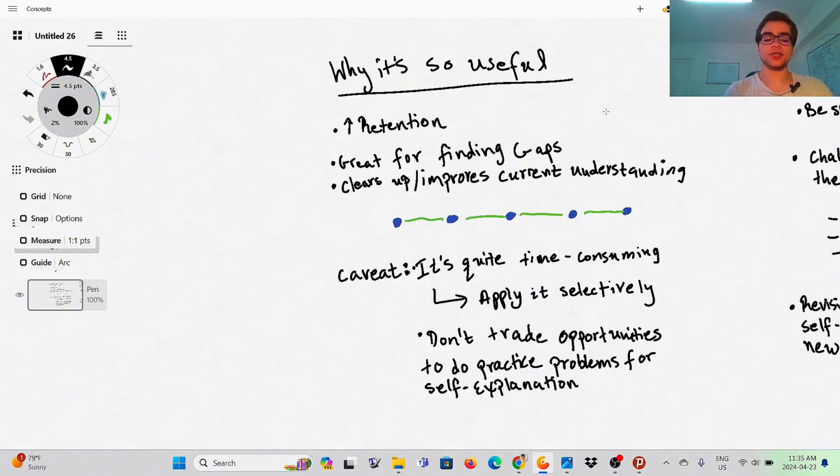The other thing is that sometimes when you're doing practice problems, you get these specific nuanced insights that come from experiencing the process of actually solving it, that are kind of hard to gauge when it comes to self-explanations.